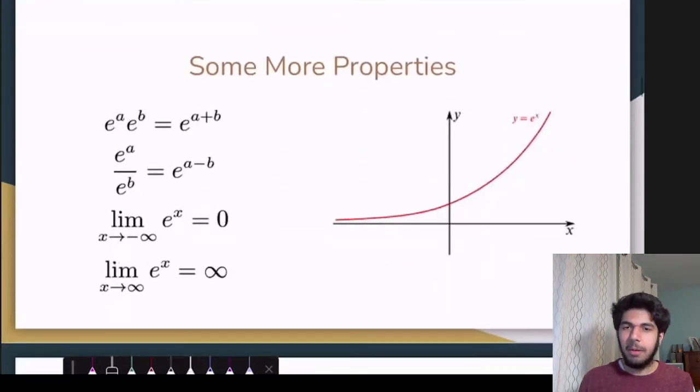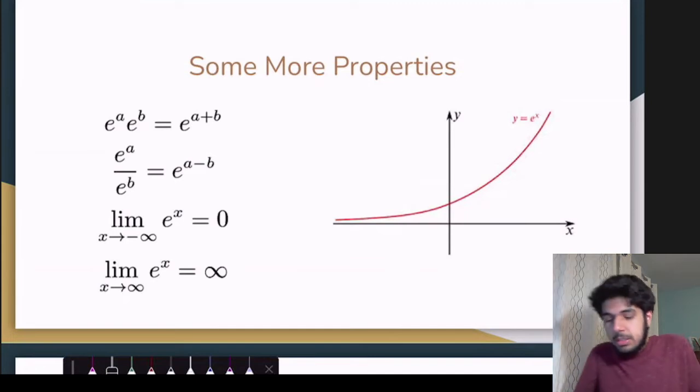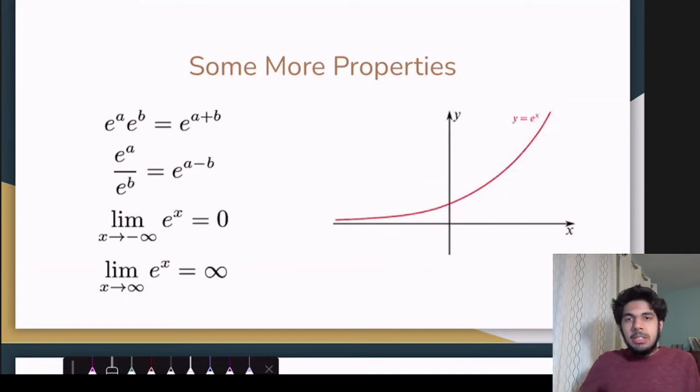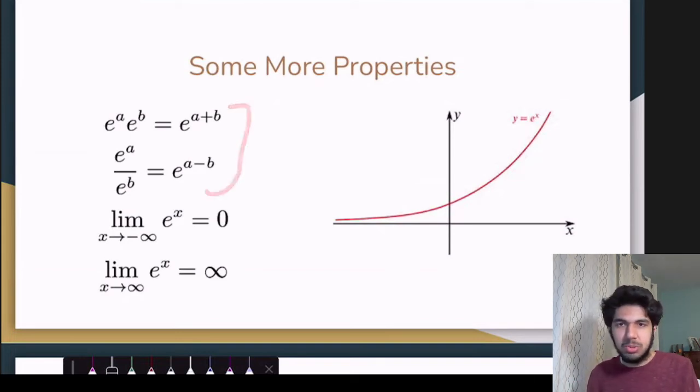Take a look at some more properties. These are somewhat reminiscent of the natural log. So e to the a times e to the b, we just sum the powers. When we take the quotient of the two, we take the difference of the powers. So that's similar to our normal power rules when we have a different base instead of e, same thing.